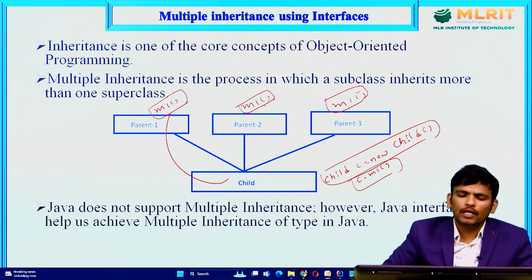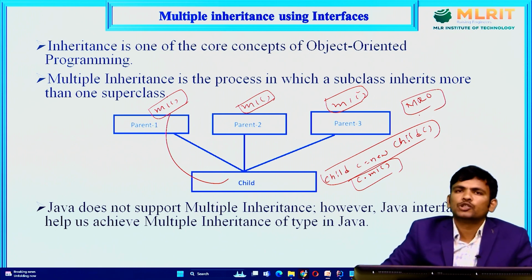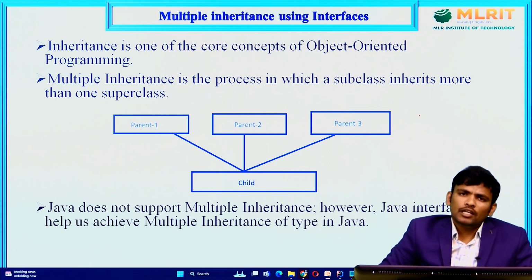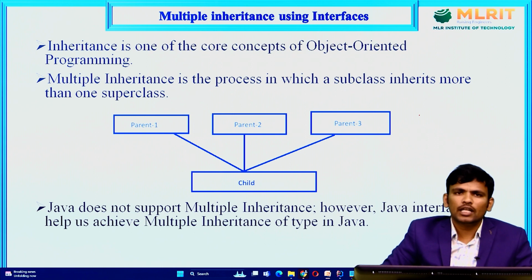But Python supports the multiple inheritance feature. Python has one algorithm called the MRO algorithm, the method resolution algorithm. Based on the MRO algorithm, Python resolves this issue. But in Java, there is no such algorithm. So Java doesn't support the multiple inheritance concept with respect to classes. But using interfaces, we can write multiple inheritance. Now we will see how to write multiple inheritance using interfaces.